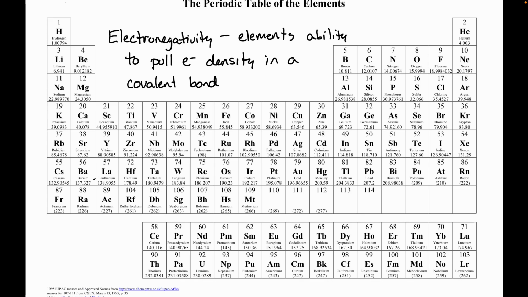It turns out that certain elements are way better at tug-of-war than other elements, and the tug-of-war champion is fluorine. The most electronegative element is fluorine. If you are in a bond with fluorine, it has pulled all that electron density from that bond onto itself. And the closer you are to fluorine on the periodic table, the more electronegative you are. So everything trends towards that tug-of-war champion, fluorine.